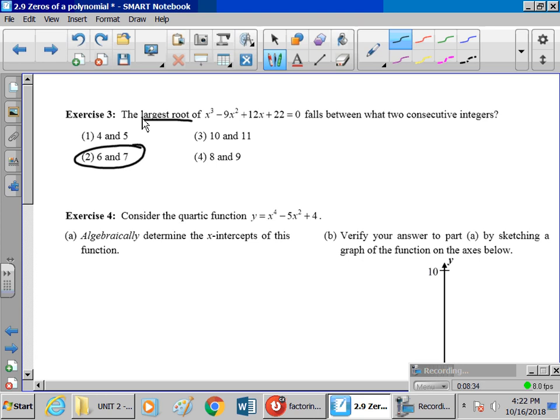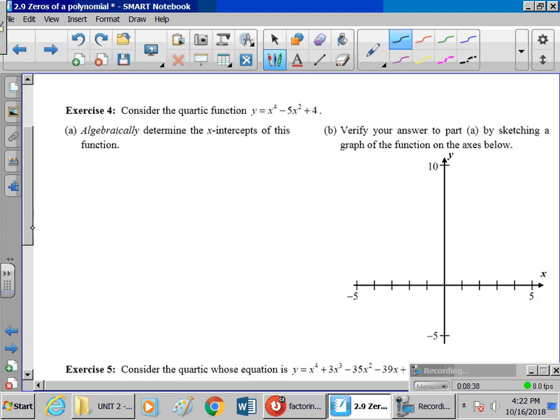All right, so exercise 4 says consider the quartic function y equals x to the fourth minus 5x squared plus 4. It says algebraically determine the x-intercepts of this function. Well, algebraically means we should be able to factor this. So let's go back to what we remember about factoring. The first term is going to have an x squared in it.